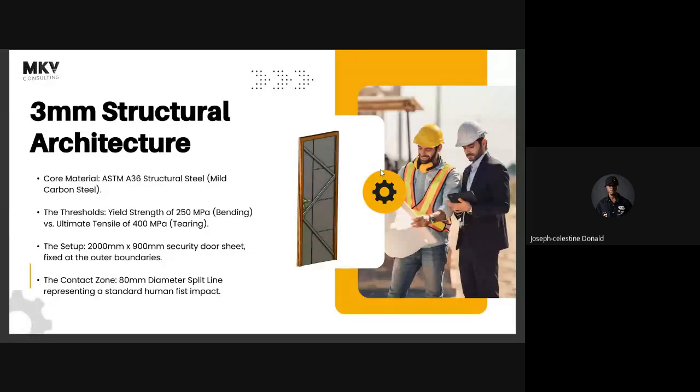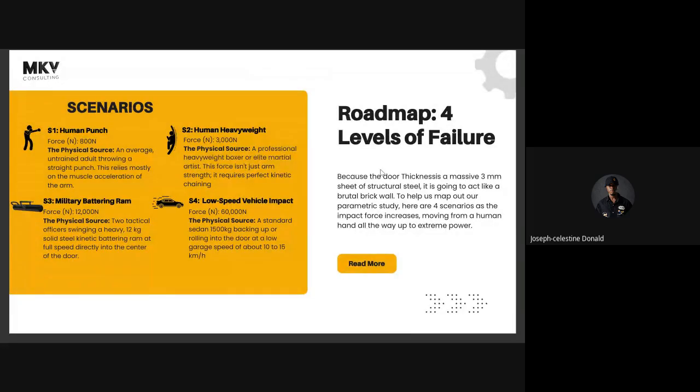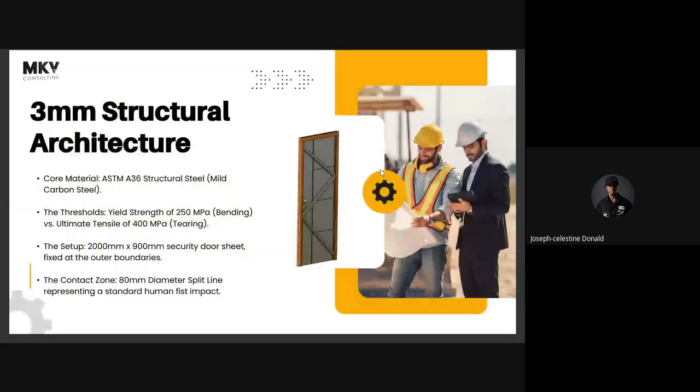Now, for the door itself, the door is a 2000 by 900 millimeter security door. It has a thickness. I think a thickness of 10, if I remember, because we're trying to mimic an actual door. So first things first, the assumption we are making for this simulation is that the door is actually fixed.